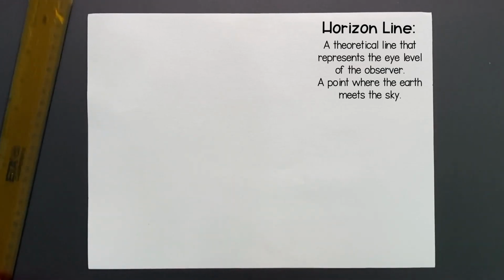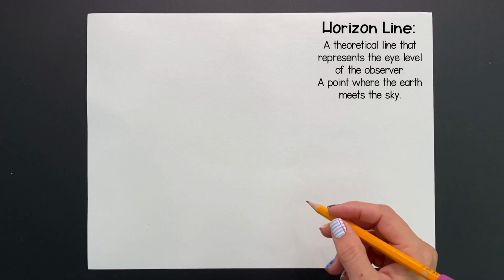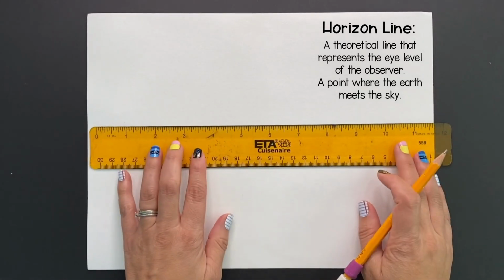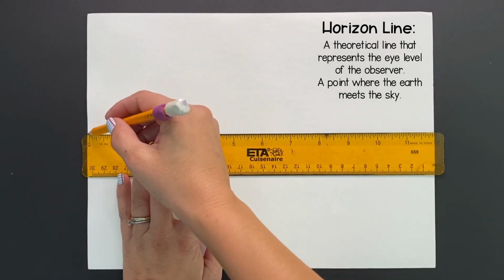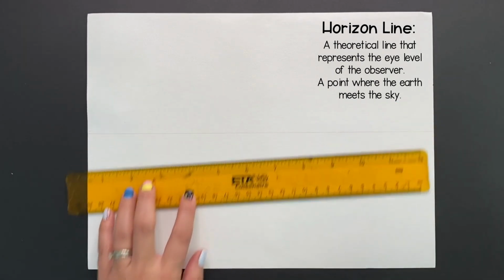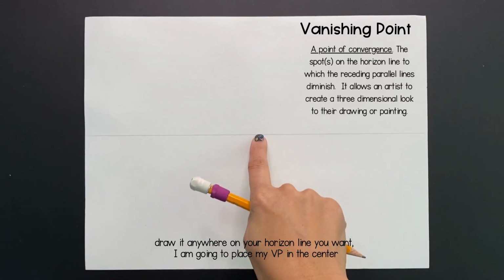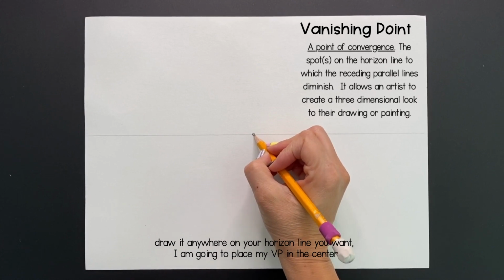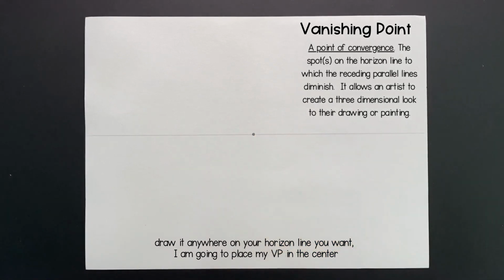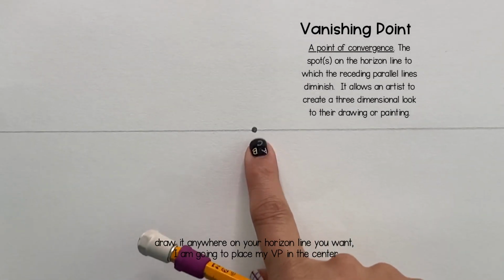Next, to begin any perspective drawing, you have to begin with your horizon line. It's a theoretical line that represents the eye level of the observer, a point where the ground meets the sky. I'm going to place mine approximately in the middle of my paper. Next, draw your vanishing point, a point of convergence. It's the spot on the horizon line to which the receding parallel lines diminish. Draw it anywhere you want. I'm going to put mine right in the middle.